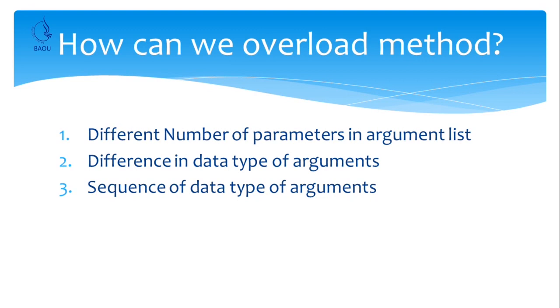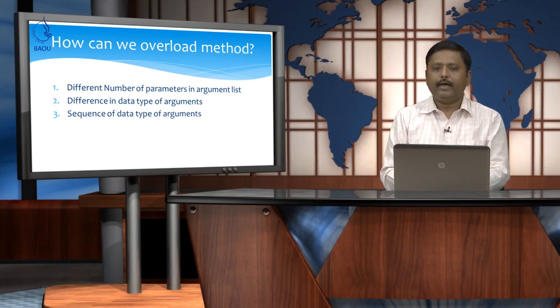The second case is different data types of arguments. Suppose two methods have the same number of parameters. At that time the compiler may get confused about which method to execute. In that case, we can have different data types for method overloading. The number of parameters is the same, but since the data type of the argument is different, it is again easy for the compiler to choose which method to execute.